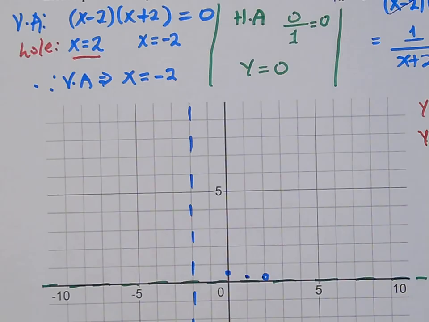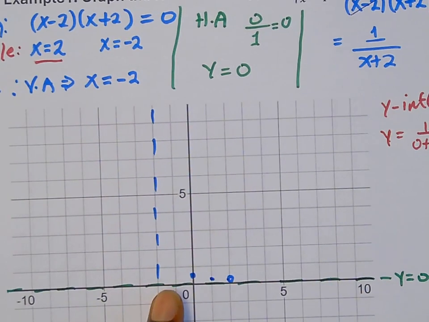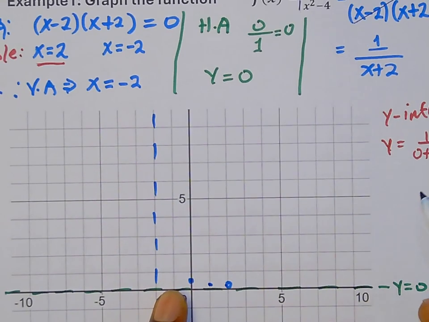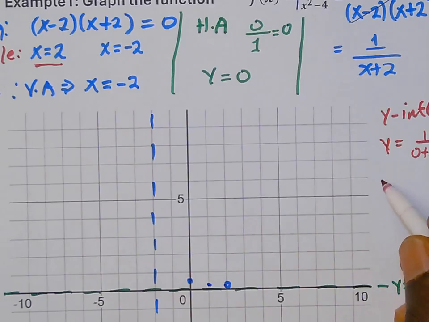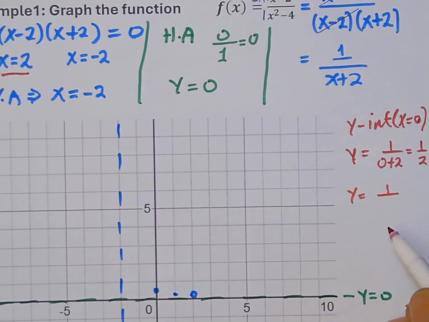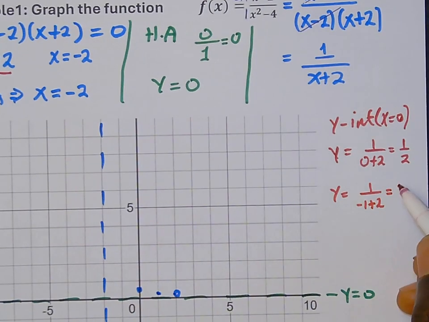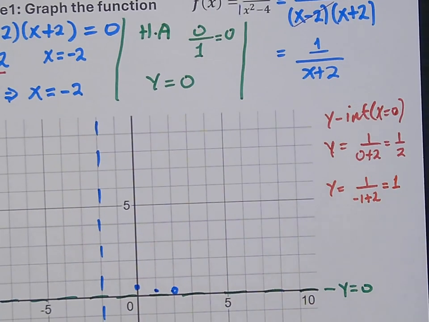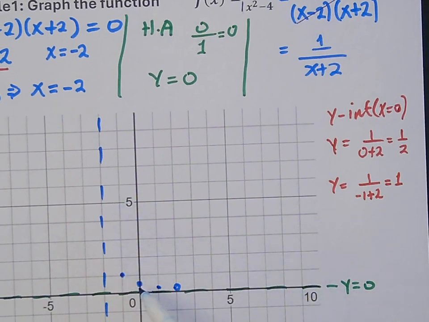Now let's plug in additional x values to find additional points to graph. So let's say I plug in x equals -1. If x equals -1, what would be the y value? I have 1 over -1 plus 2, which becomes what? 1. So if x equals -1, y equals 1. So that will be that point right here. So you can plug in additional points. I think that these points are good for the right.